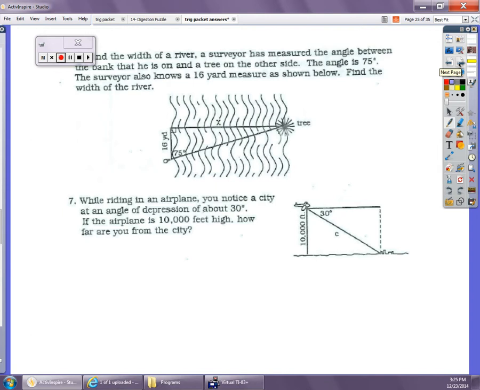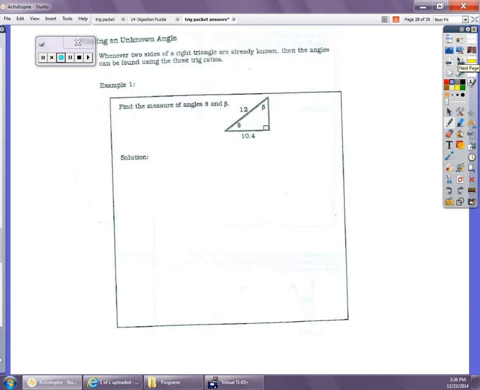Alright, but what I want to get into real quick is trying to find an unknown angle. If we want to find these angle measurements, if we look at this first angle, we're given this, which is adjacent, and this, which is hypotenuse. So adjacent and hypotenuse, cosine. So the cosine of our angle is adjacent, which is 10.4, over the hypotenuse, which is 12. To find our angle, we actually take the inverse cosine, to the negative first, of this value.